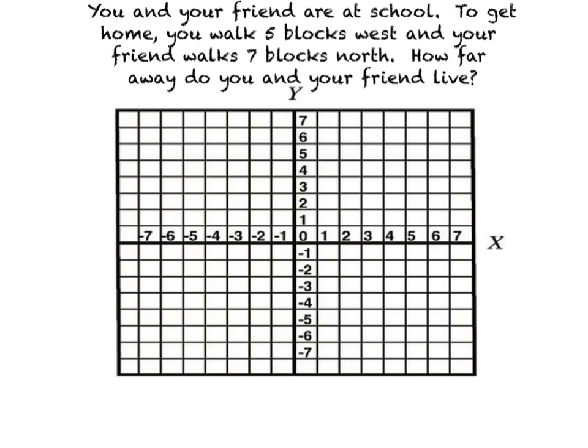Just for simplicity, I am going to say that school is at the origin. So this is my school right here. All right, and from here to get home, I walk 5 blocks west. So that means I walk from here all the way there. My friend, however, walks 7 blocks north. So my friend is going to go from here all the way up here. Yikes, there we go. All right, now I need to draw in my right triangle, finish it off.